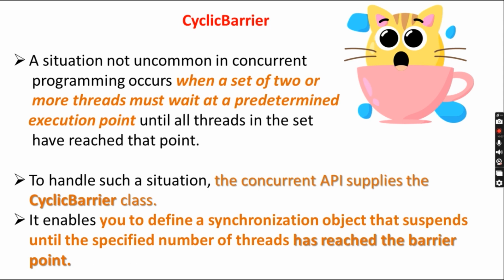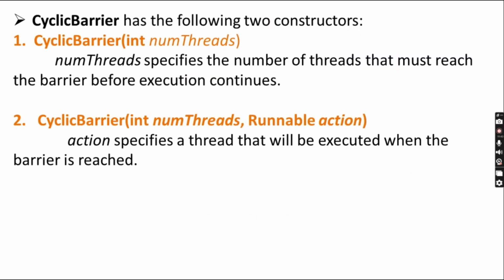So if there are three threads, and one execution point is going to occur in the programming situation, the synchronization object will be suspended. That synchronization object, or the shared resource that is going to be shared among all the threads, will be suspended unless and until all the threads that are waiting on that shared resource have reached that execution point or barrier point.